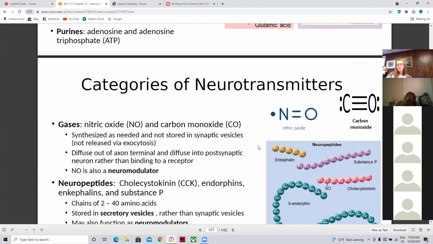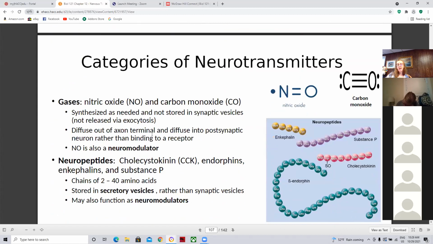Some other categories of neurotransmitters: we have gases, nitric oxide and carbon monoxide. They're not synthesized and stored in synaptic vesicles. They diffuse out of an axon terminal and diffuse into the next postsynaptic neuron. Nitric oxide can also be a neuromodulator, which we'll talk about later.